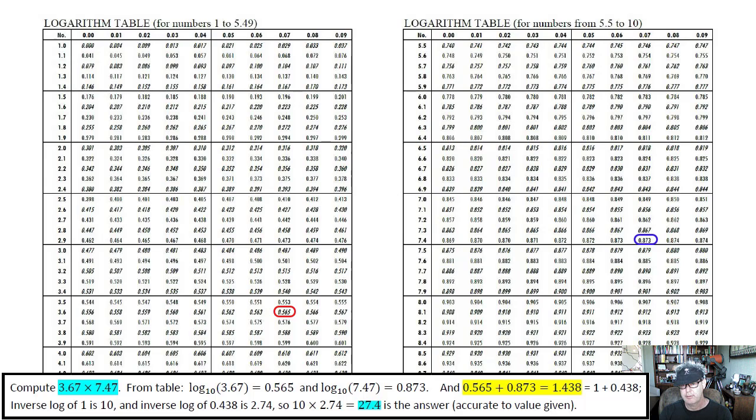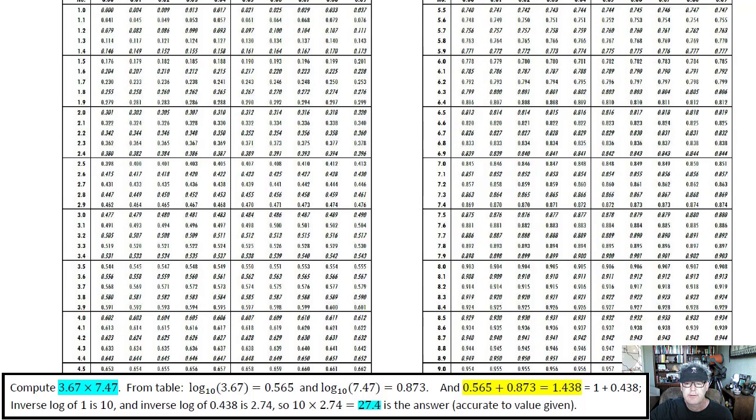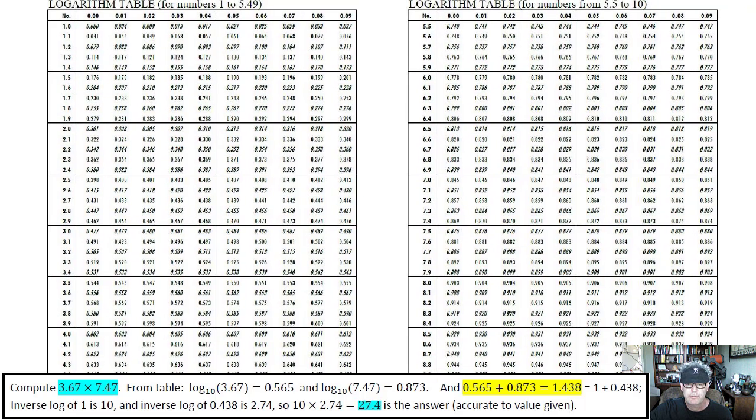So the inverse log of 1 is 10, right? Log base 10 of 10 is 1. If I had a 2, inverse log of 2 would be 100, because log of 10 squared, log of 100 would be 2, and so on. So the integer part, when you inverse log, it will go 10 to the power. And then for the fractional part, you use this table. So this table will handle all the fractional parts, and then the integer part, we just went through how to handle.